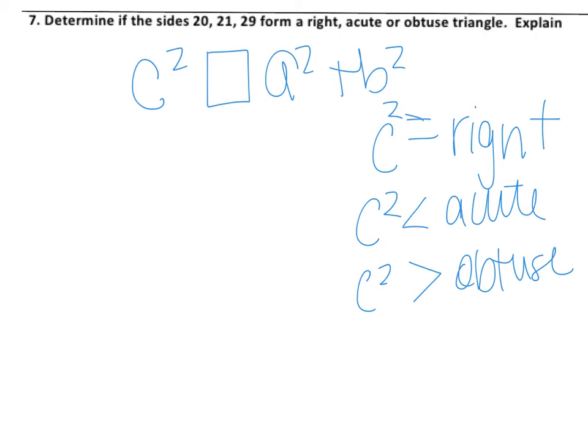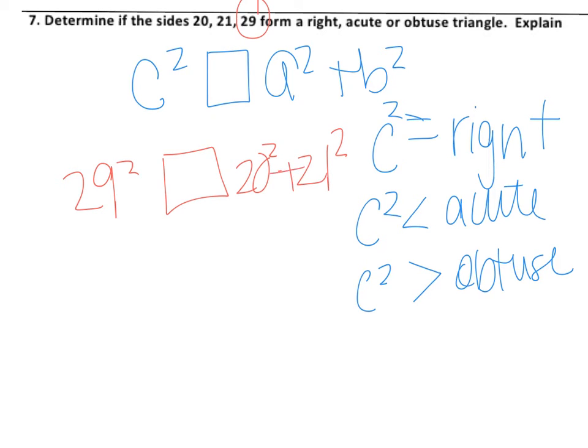So let's go ahead and do the math for this one. Make sure you know what your c is. It's the largest number. In this case, that's a 29. So 29 squared compared with 20 squared plus 21 squared.